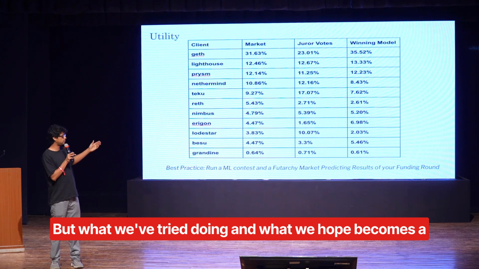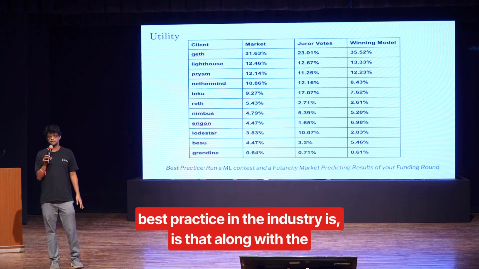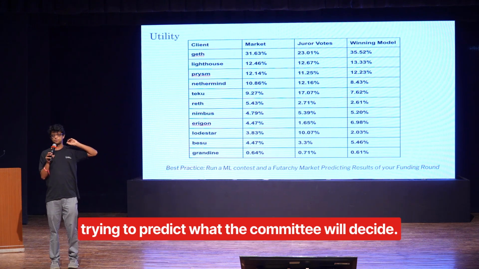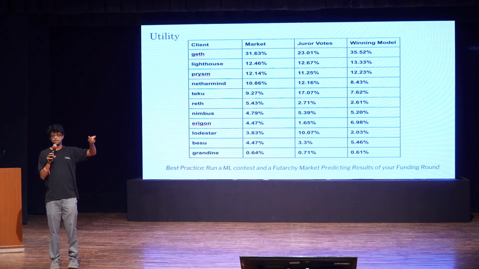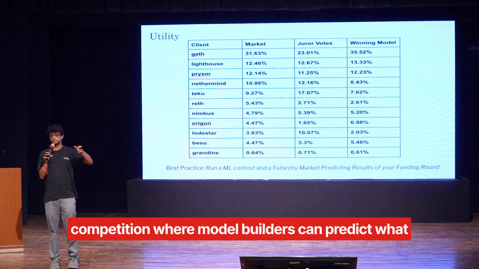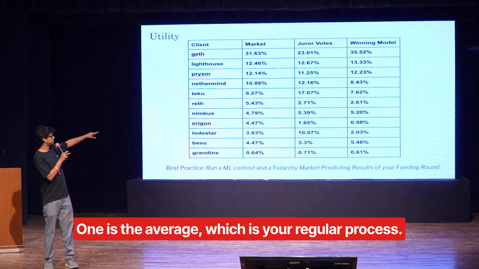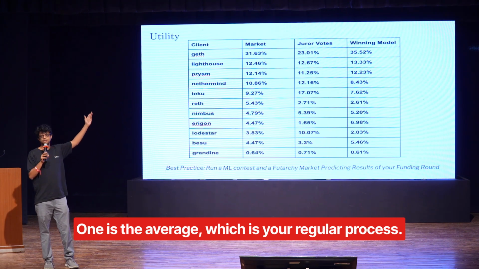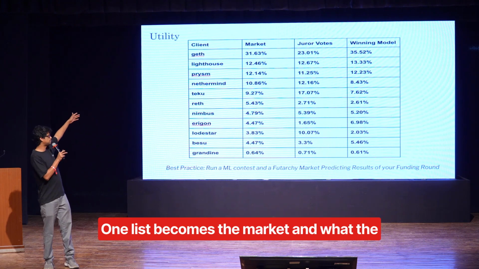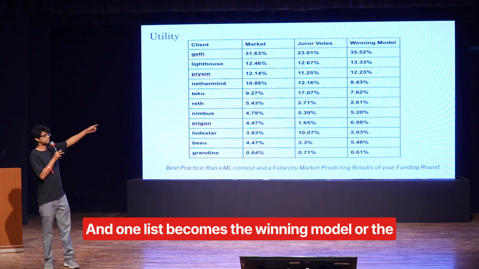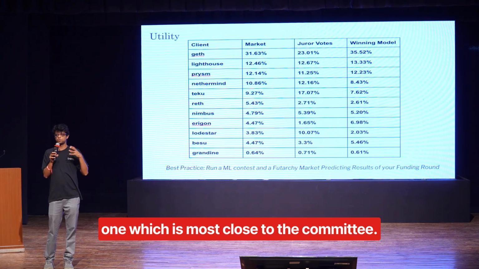But what we've tried doing and what we hope becomes a best practice in the industry is that along with the model of the committee, set up a prediction market which is trying to predict what the committee will decide, and also set up a data science competition where model builders can predict what the committee is going to decide. So that actually results in 3 lists. One is the average, which is your regular process. One list becomes the market and what the market thinks the committee is going to decide. And one list becomes the winning model, or the one which is most close to the committee.